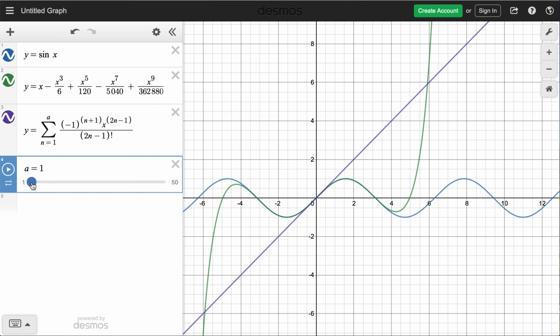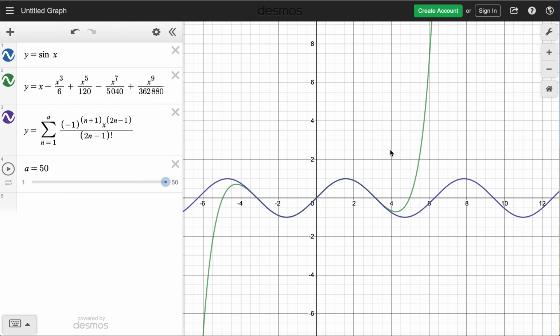Here we go. So 1, 2, 3, 5. Oh, I've lost count already. Look what's happening as I go along. It's hugging. It's hugging. I'm off the end of the screen now. I'm only up to 20. I go up to 50.